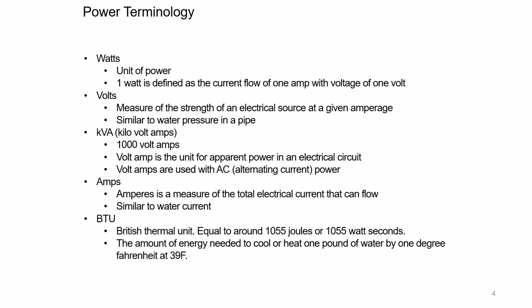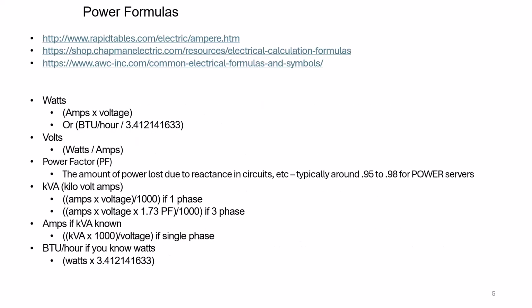Another term you'll hear is BTUs, or British thermal units, and that's the amount of energy needed to cool or heat a pound of water. And we typically use BTUs when we're doing things like sizing the air conditioners in the machine room that our machines are going into. There are a number of formulas that are used when you're talking about power.